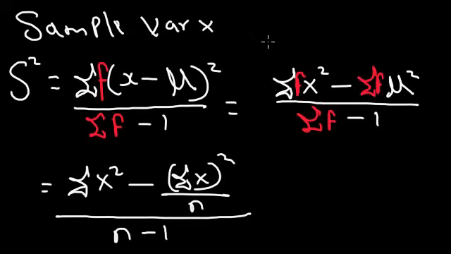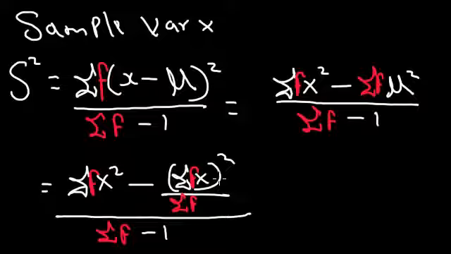Okay, perfect. So we have the summation of f times mu squared and so on. Now f will be here. F is going to be here. Now instead of n, we have the summation of f. And so you have all the necessary formulas you have to be familiar with to succeed in dealing with problems involving sample and population variance for both grouped and ungrouped data.